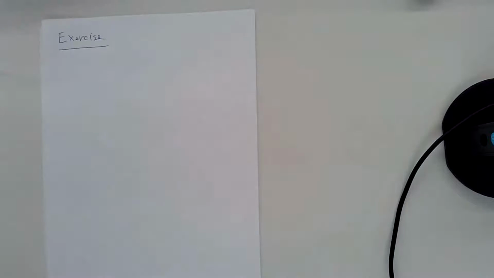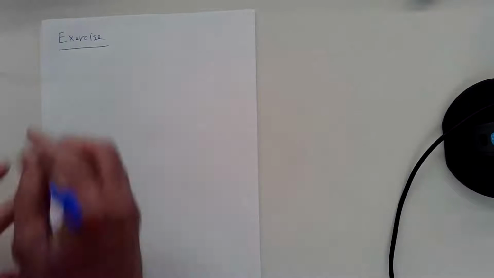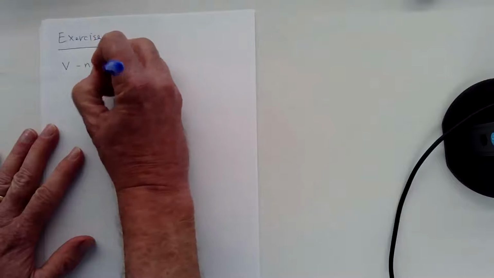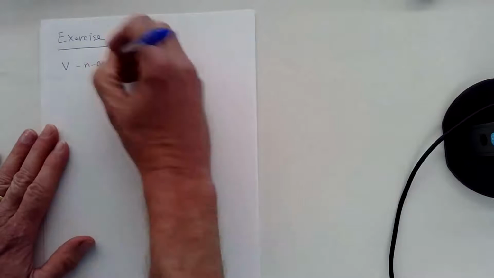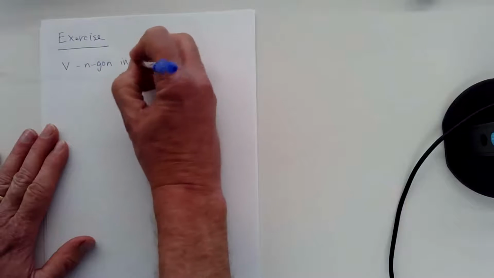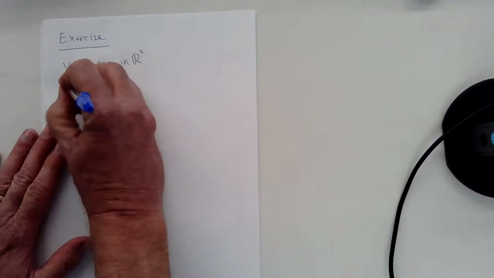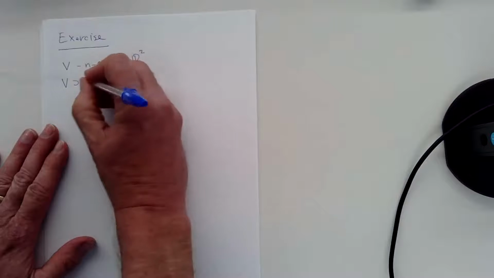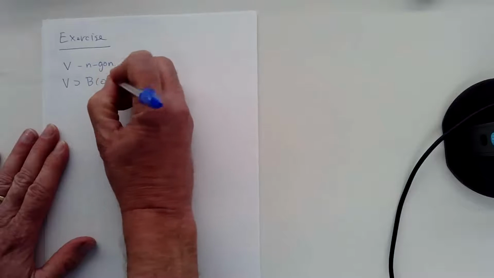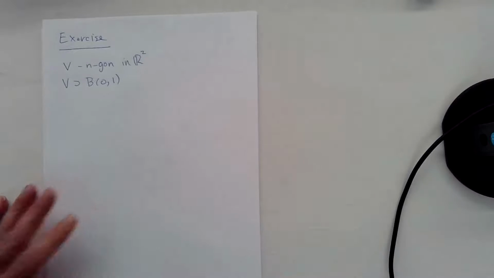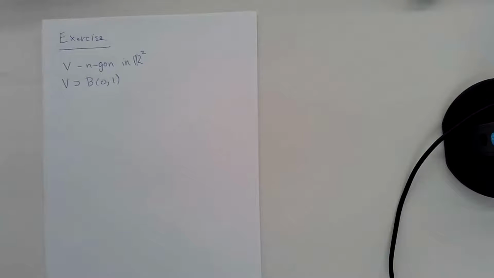So our exercise is this. V is an n-gon in R2, so it has n sides. V contains a unit disk. Okay. What's the lower bound for the area of V?